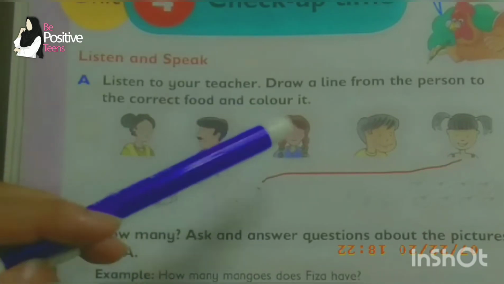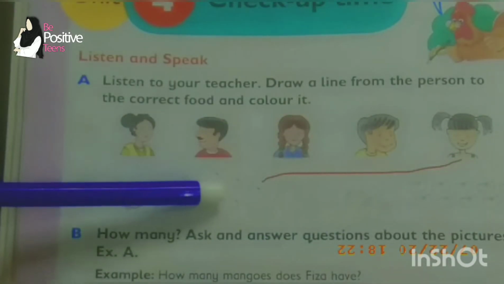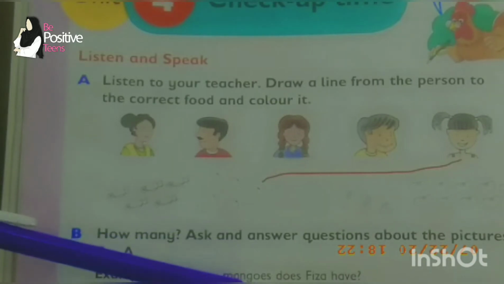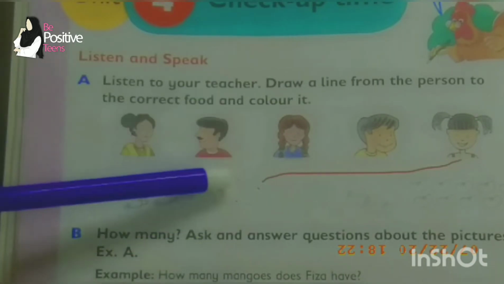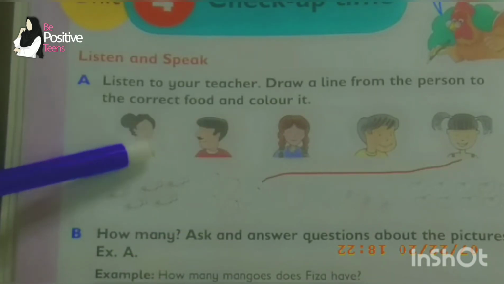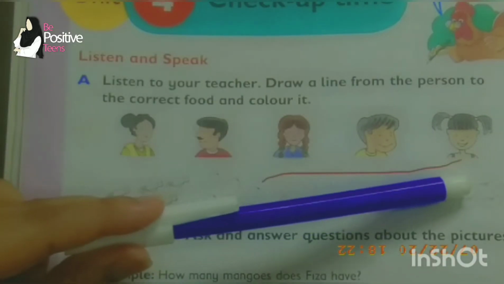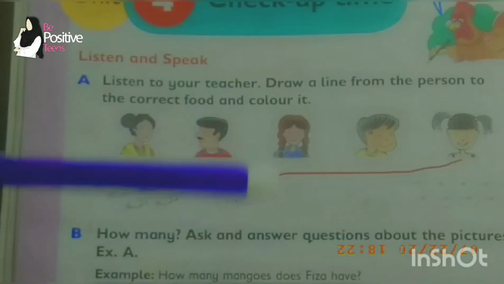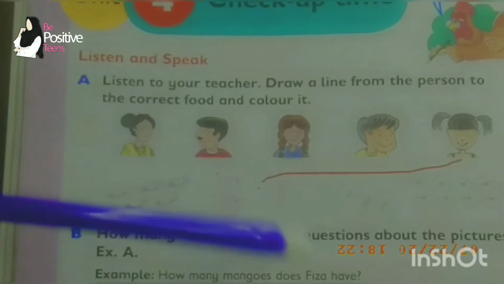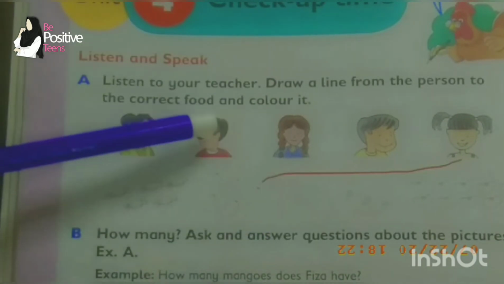Okay, so the first one is done. She's Fiza. She has got 5 mangoes, and you have to color these mangoes orange. Then Mummy, she has got 10 beans. You have to color these beans green. Daddy has got 8 eggs.